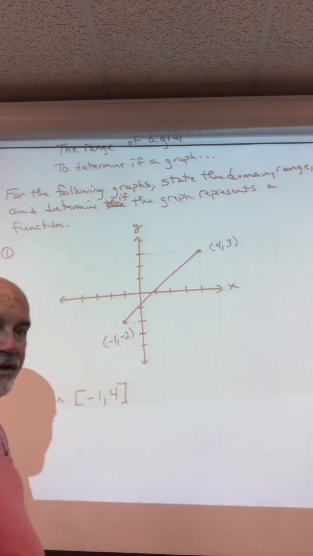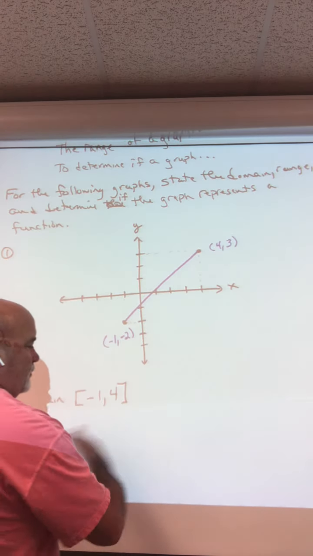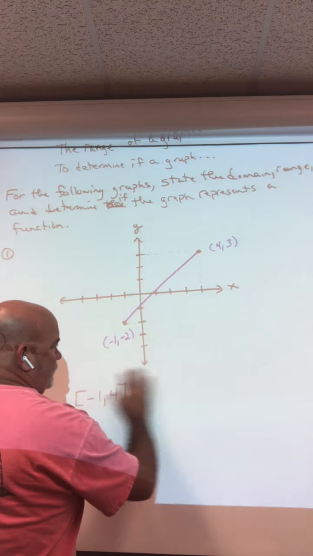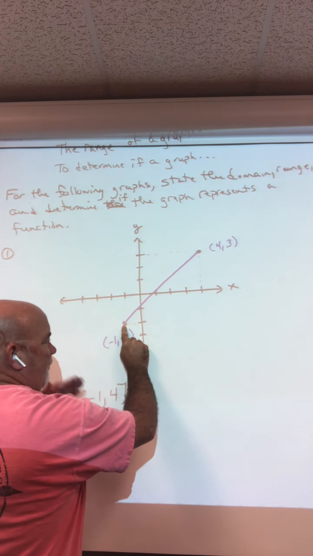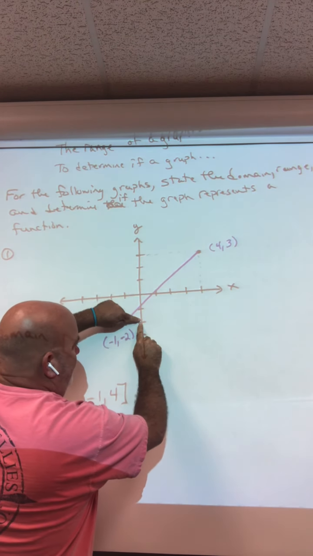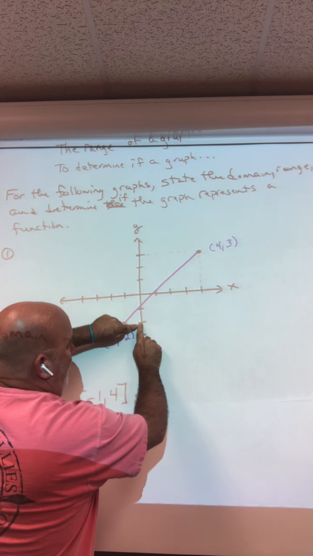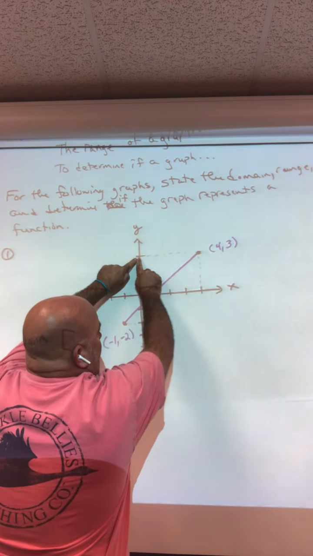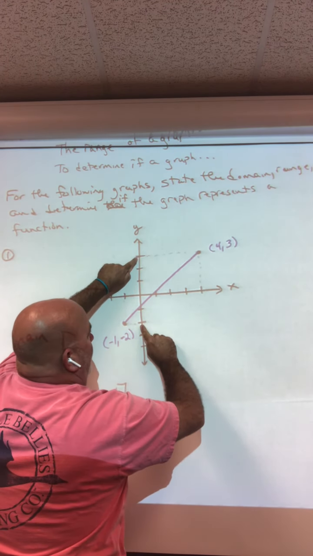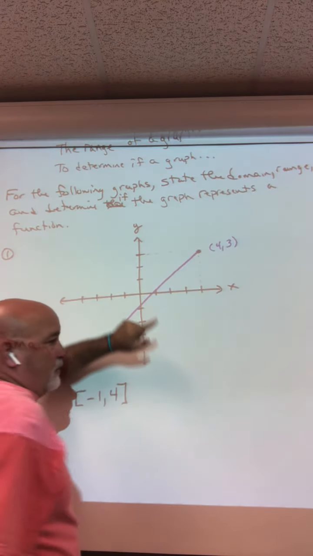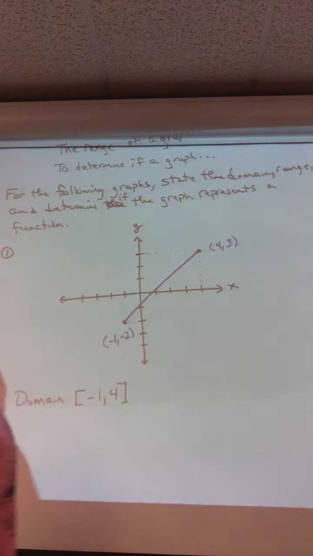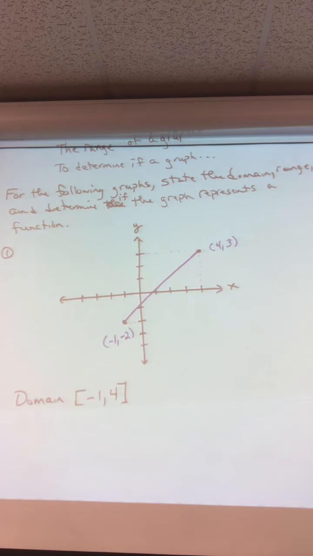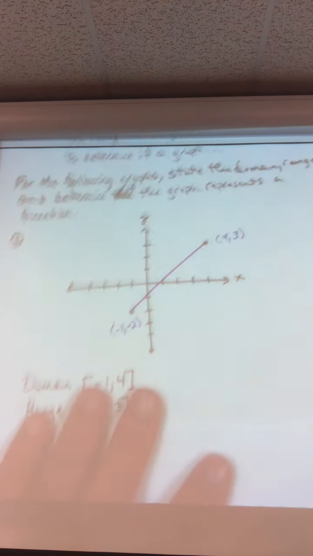Now the range. The range is how far the graph goes from the bottom up to the top. Well, there's no graph down here. The graph starts right here as far as the floor. That's at -2. Now, how high does it go? It goes up to here, up to 3. So the range is how low the graph goes to how high it goes. So that's from -2 up to 3.